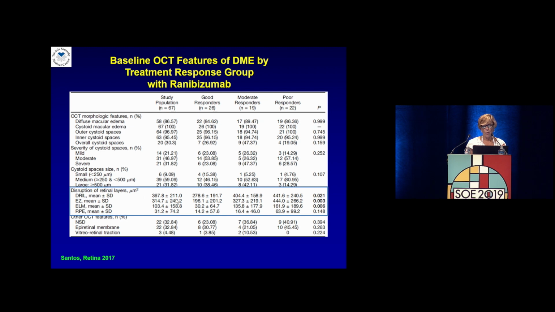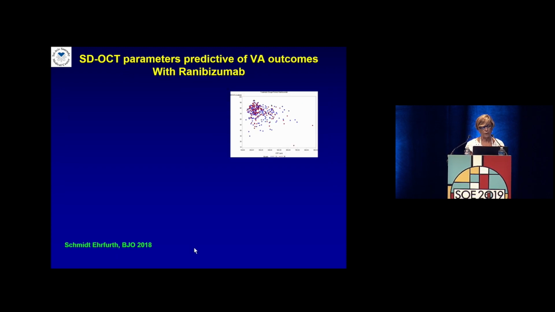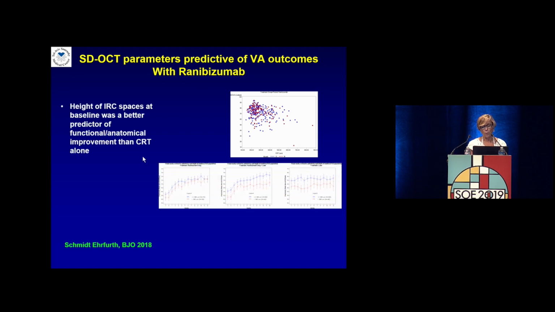It has been repeatedly shown as important also in a study that was done in Mexico by Arturo Santos, showing again that the existence of DRIL is an important OCT biomarker to predict the response to treatment. Some other OCT parameters were suspected as being biomarkers and were studied by Ursula Schmidt-Erfurth in a study that was recently published in BJO. And she looked at various parameters, but I'm only going to show you the positive one.